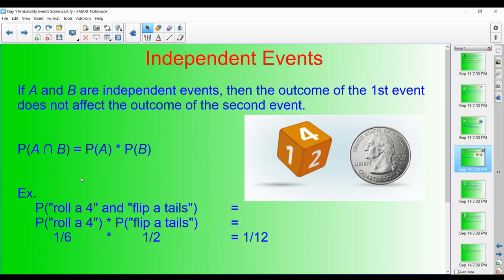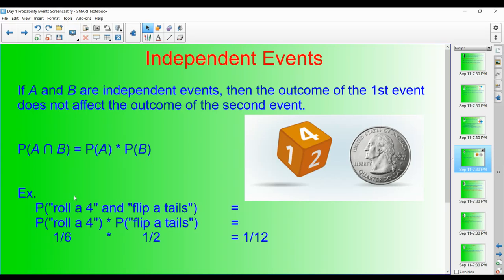Now, independent events are if I'm going to do 2 or more events consecutively, does the first event affect the outcome of the second event? So if I'm going to roll a die and I'm going to flip a coin, it doesn't matter what number comes up on the die. The coin has no memory, so the coin is going to be heads or tails randomly. So to find the total probability of A happening and then B happening, we just multiply the probability of A times the probability of B.